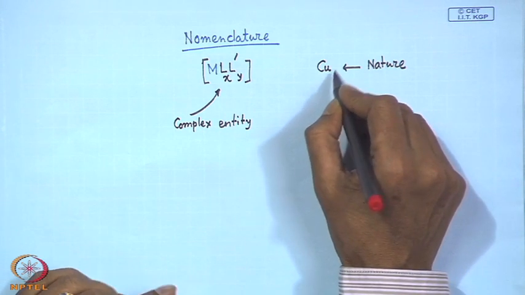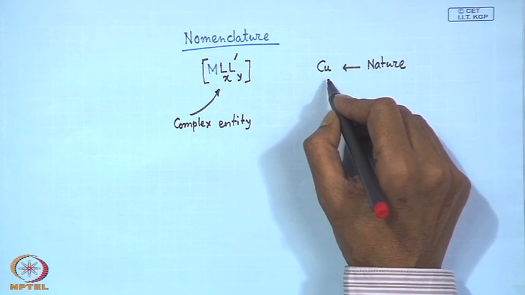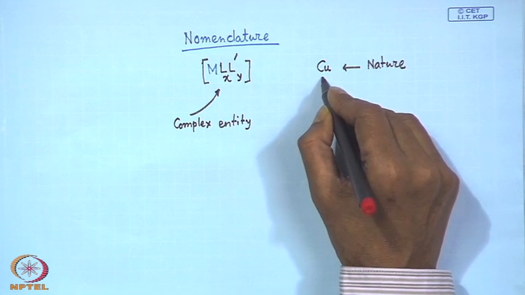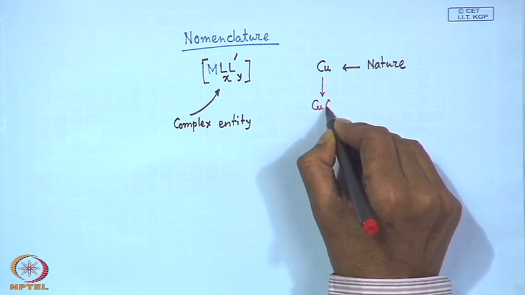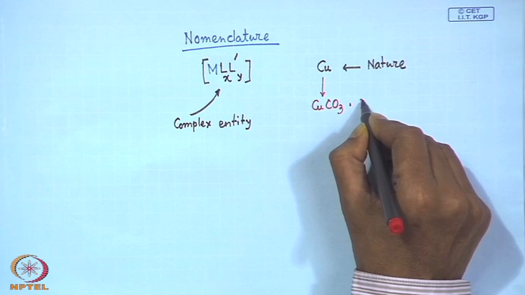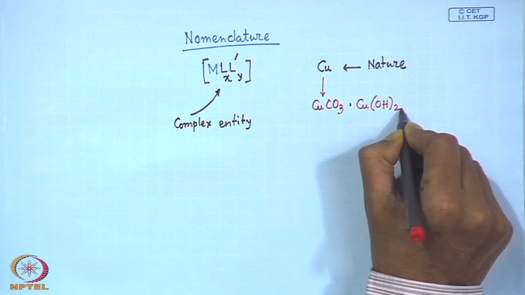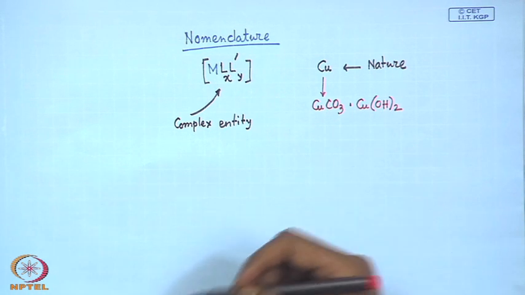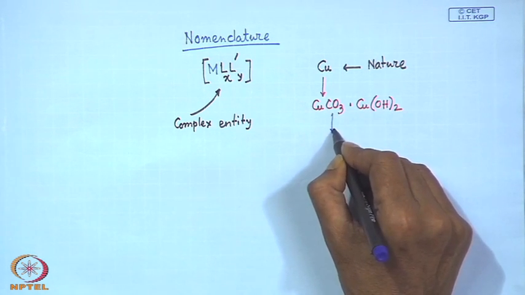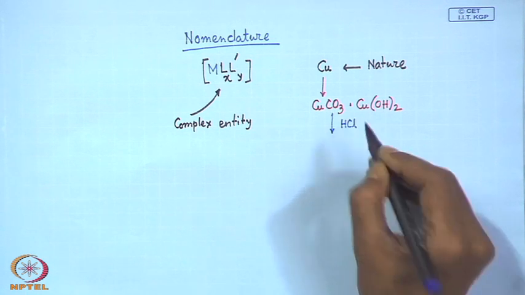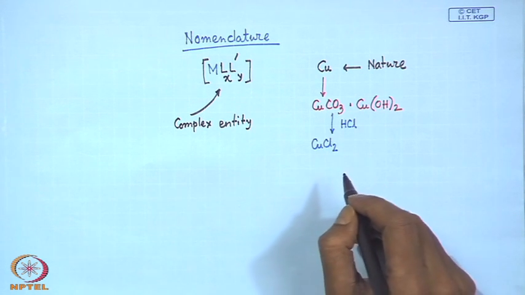So, we get some important corresponding inorganic compounds like copper oxide, copper sulfides and all, and we also get a corresponding compound like, say, copper carbonate, or sometimes we get basic copper carbonate, that means copper carbonate, copper hydroxide double salt. So, if these are there and if we dissolve them in hydrochloric acid, we get a corresponding salt of copper chloride.